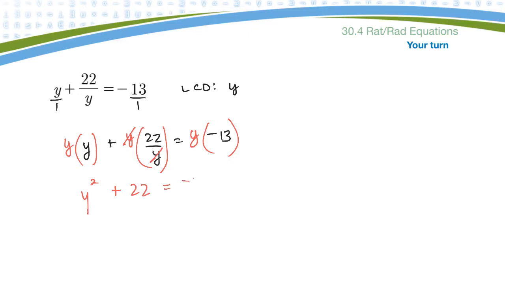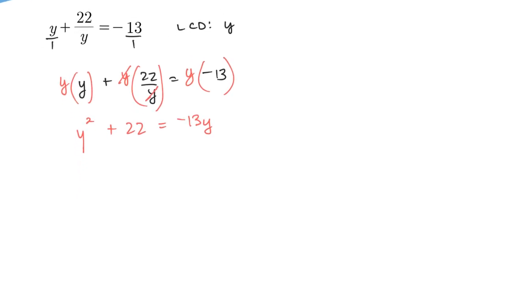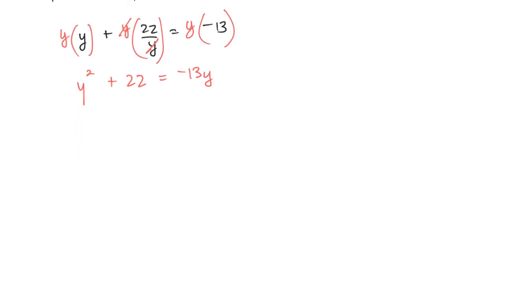And then over here I have a negative 13y. Now I have a quadratic equation, so I have to remember how to solve quadratic equations. And to do that, I need to bring everything over to one side. So I'll add 13y to both sides. So there'll be a 13y here and a 22 there.